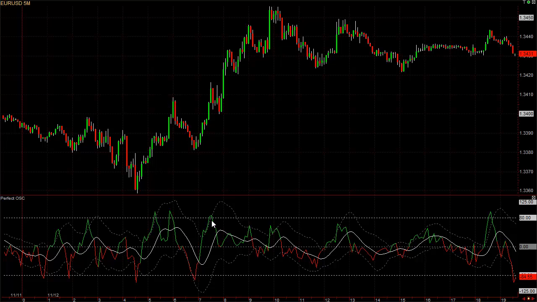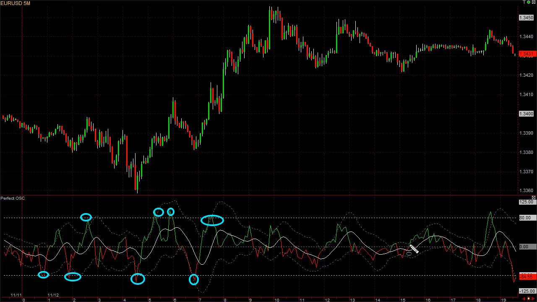In addition to just the oscillator itself, with the plus 80 being extreme overbought, it's likely to go down, minus 80 oversold, likely to go up. We also have a moving average of this oscillator and Bollinger Bands plotted around it, which I'll get into in a second. So one of the many ways of using this is when you hit a plus 80 level, you sell. When you hit a minus 80 level, you buy.